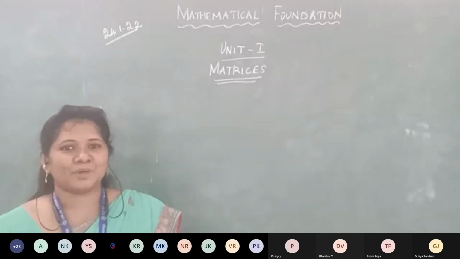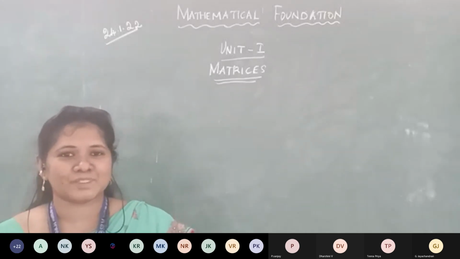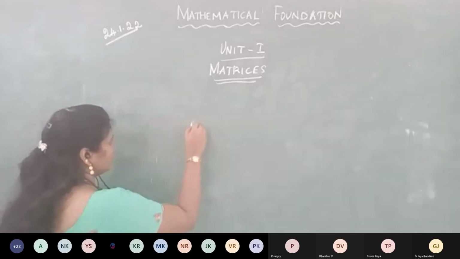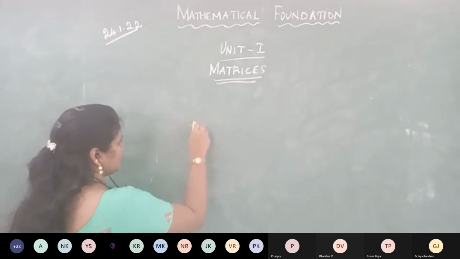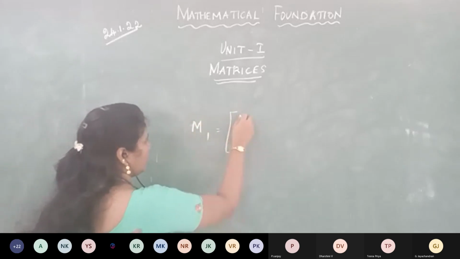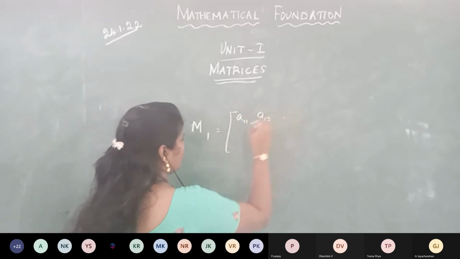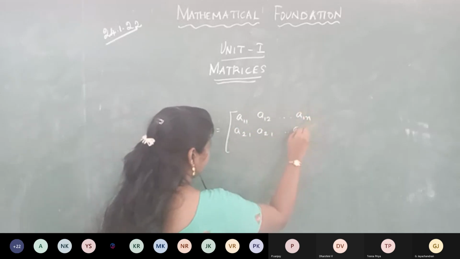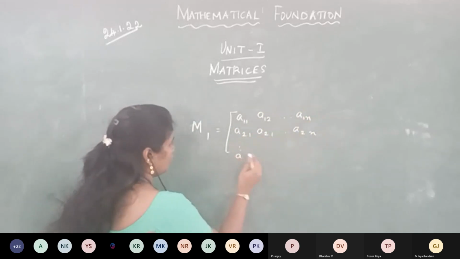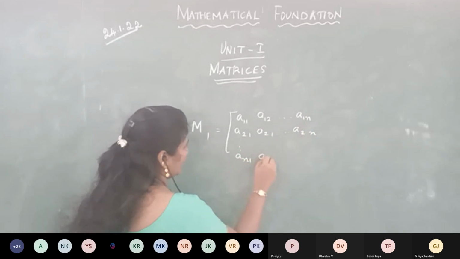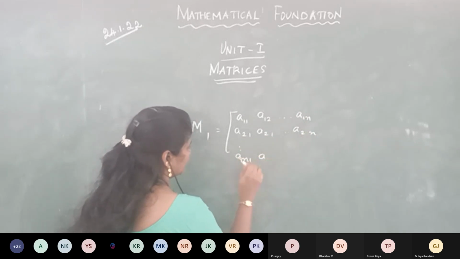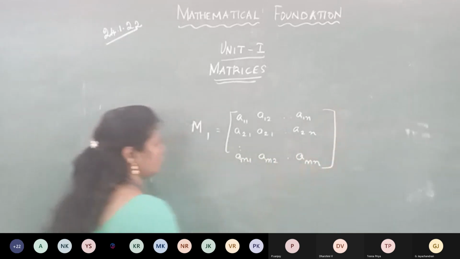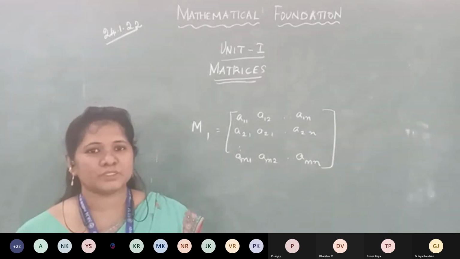So matrices is nothing but an arrangement of rows and columns. Do you remember? So how do you represent a matrix? We can represent it as M. I am just representing it as M. Your A11, A12, and so on up to A1N, A21, A22, and so on up to A2N, and so on up to AM1, AM2, and so on up to AMN. So it is an arrangement of rows and columns.